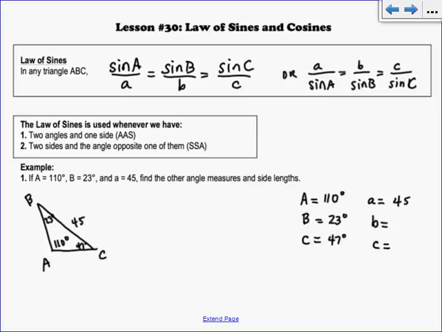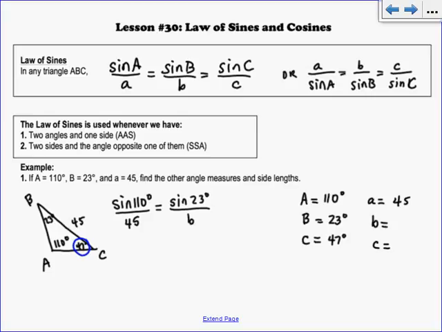So what I would always do is I would use the original thing. So 47 we found, so don't use 47, because what if you made a mistake and did the classic mistake of subtracting from 200 instead of 180? I can't tell you how many people do that. Okay, so maybe you had 67 there on accident. So we don't want to use that number. So instead, I'm going to do sine of 110 over 45 equals sine of 23 all over little b.